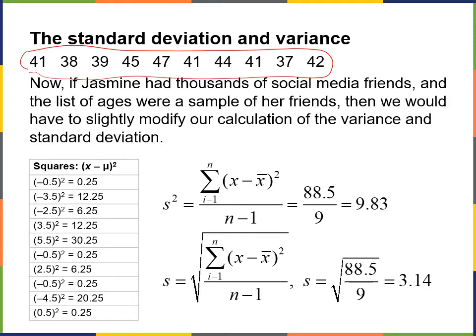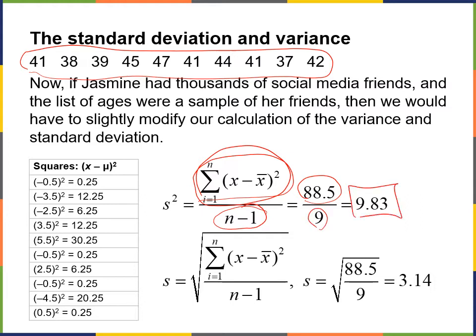And we want to calculate the sample variance and the sample standard deviation. Well, we do everything the same way. It's the same data set, except once we get to the sum of all the deviations squared, which was 88.5 before, we're now going to divide by n minus 1 instead of n. That's going to be divided by 9, and so we're going to get 9.83 as the sample variance.